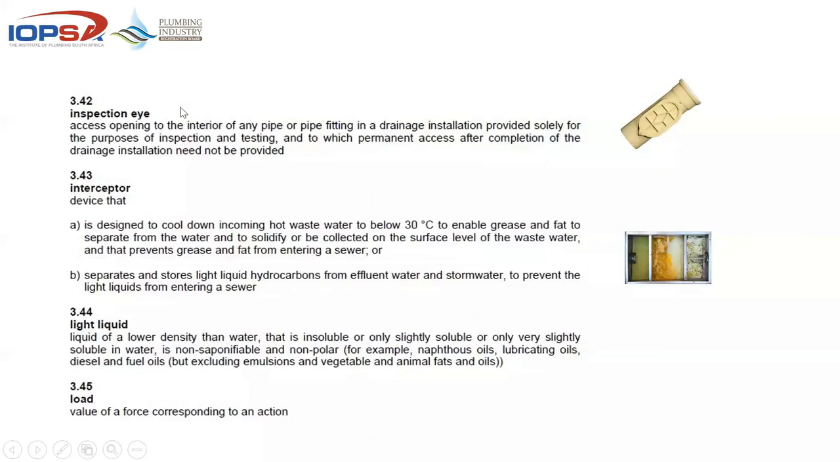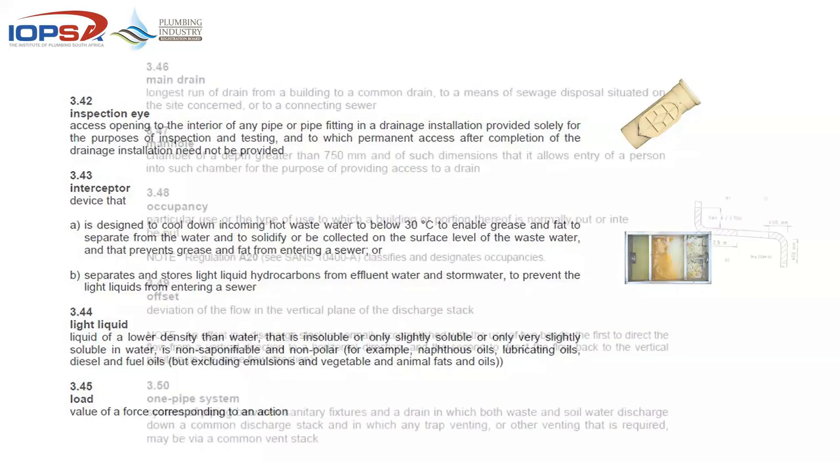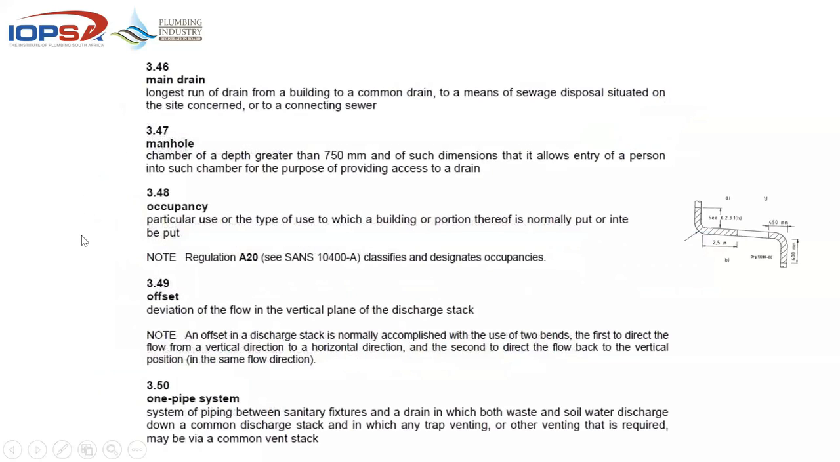Sorry, the difference between an inspection eye and a rodding eye: you'll find that the inspection eye is one to which permanent access after completion need not be provided. That would be an inspection eye underground on the drainage. A rodding eye you need to have permanently accessible. Manholes, inspection chambers. A manhole is exactly what it says. It would allow a man to get into that hole, in other words, allow entry for that person, whereas an inspection chamber would be something that you would just use to get access onto or into a drainage system.